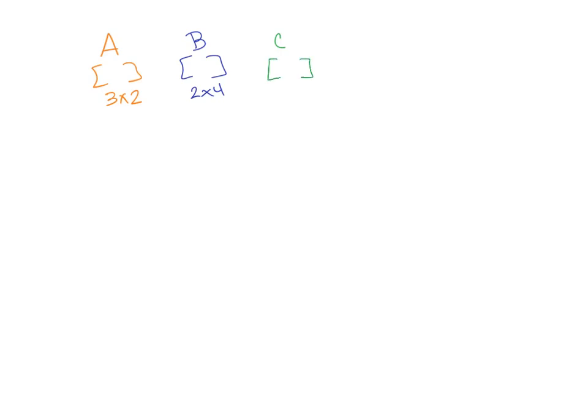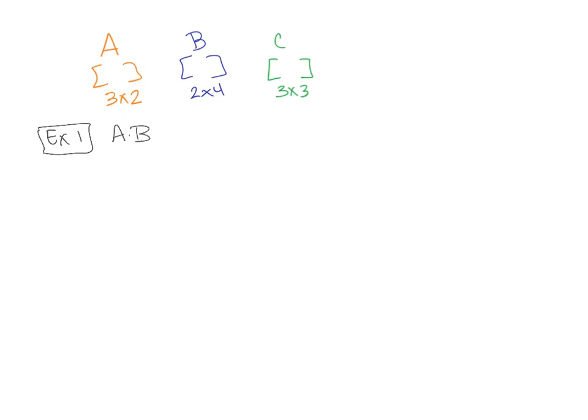And that will be a 3 by 3 matrix: 3 rows and 3 columns. So I want to determine if I can multiply some of these together. So let's try example 1. Can I multiply A times B?